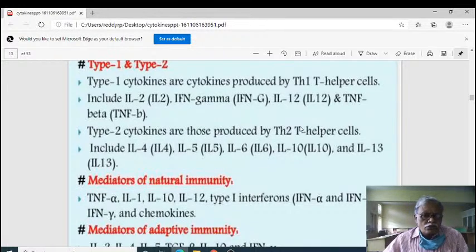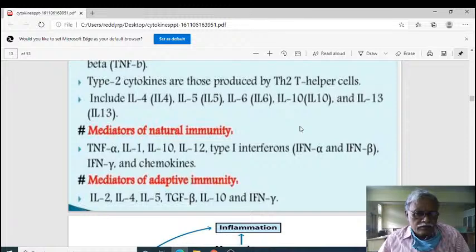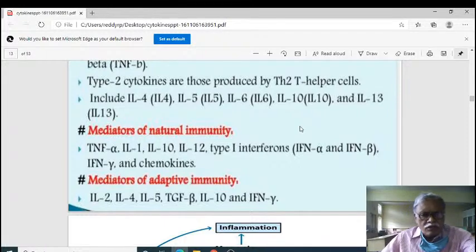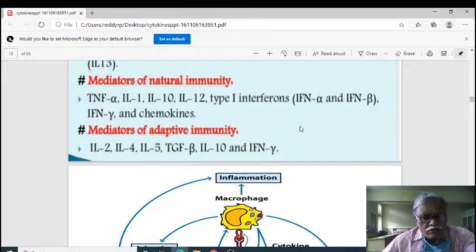cells 2, and include interleukin 4, interleukin 5, interleukin 6 and interleukin 13. These are all of these cytokines. The mediators of natural immunity are tumor necrosis factor alpha, interleukin 1, interleukin 10, 12 and interferon.